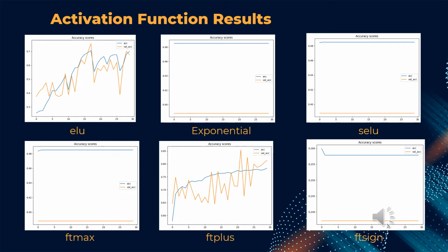Activation function time. Alright, so let's start with the obvious here. There are 4 graphs here: exponential, SELU, softmax, and softsign. These 4 graphs did terribly. There is no variation at all throughout any of the training. So these are going to be immediately excluded. We're not even going to consider them. But the other 2, ELU and softplus, they did decently well. ELU was around 70%, and softplus was around 85%.